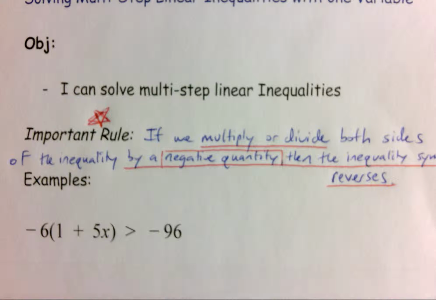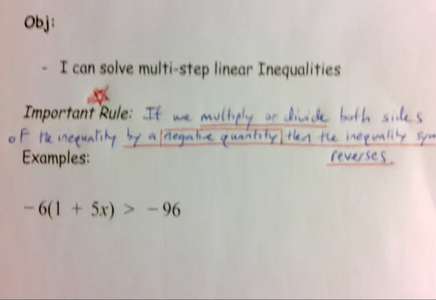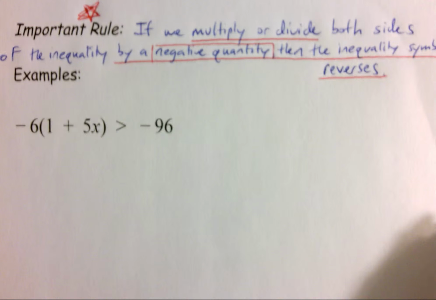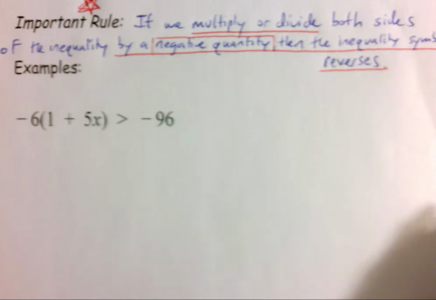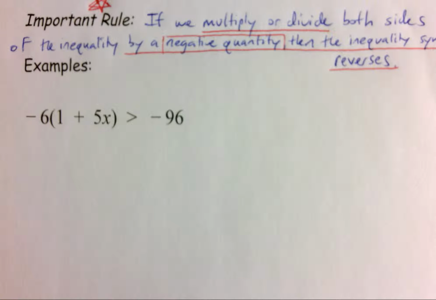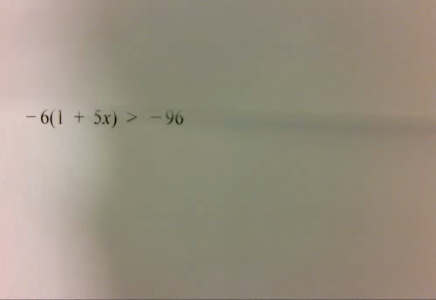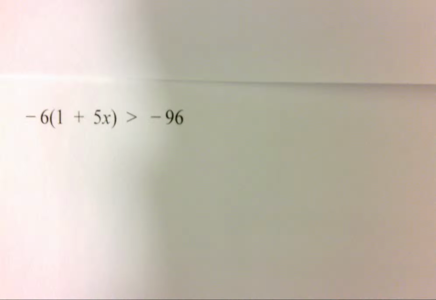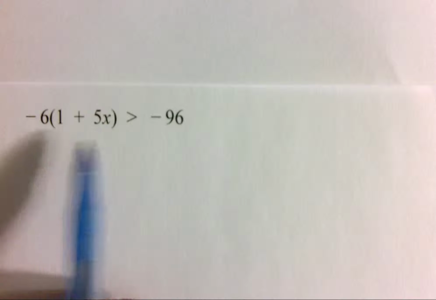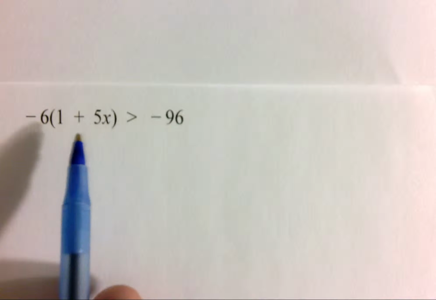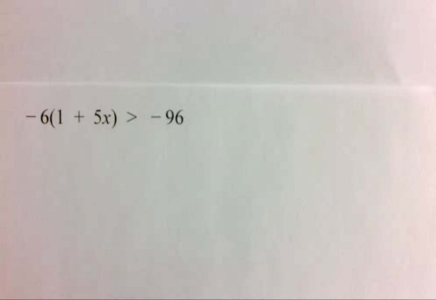So let's just take a look at our first example. All right, and we'll keep that rule in mind. We'll just keep it right there towards the top and refer back to it when we need to. Okay, so our rule will stay there. So let's look at our first inequality. We have negative 6 times 1 plus 5x is greater than negative 96. So here, my inequality symbol is here, and my variable is x.